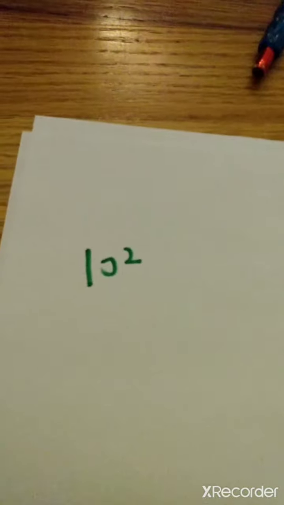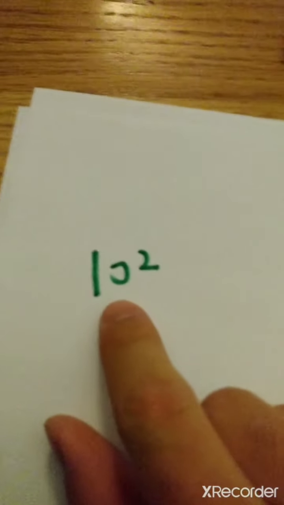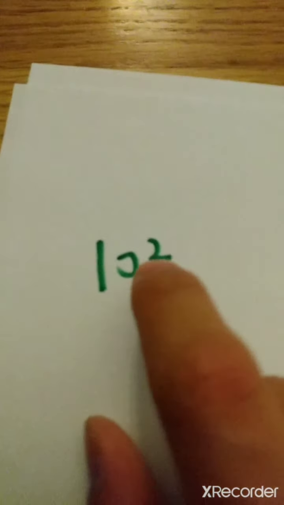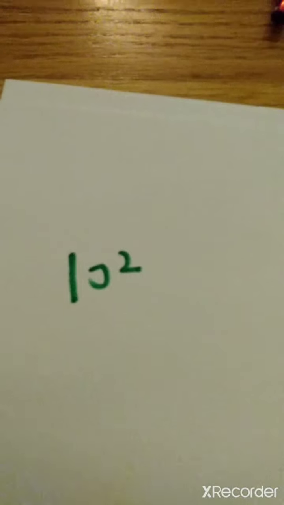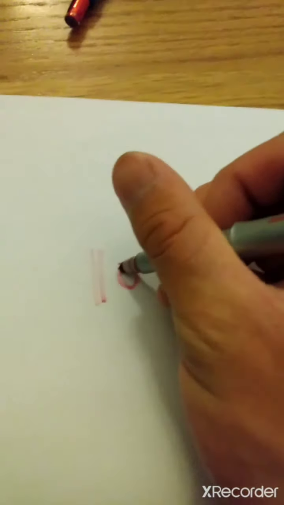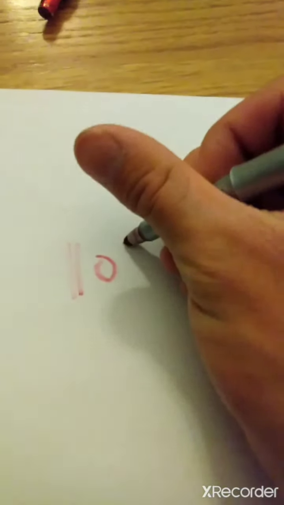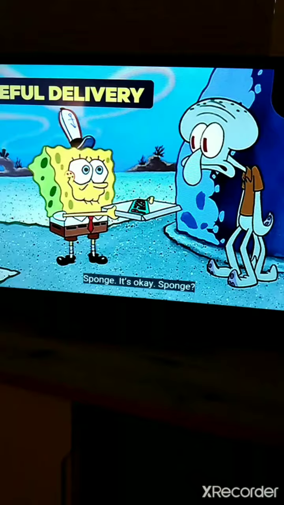So you might have heard positive exponents like 10 to the power of 2. That's what we have been reviewing in the past videos. But what's going to happen is we're going to discover a negative exponent like 10 to the power of negative 2. We're going to discover what it is and why it's like that.